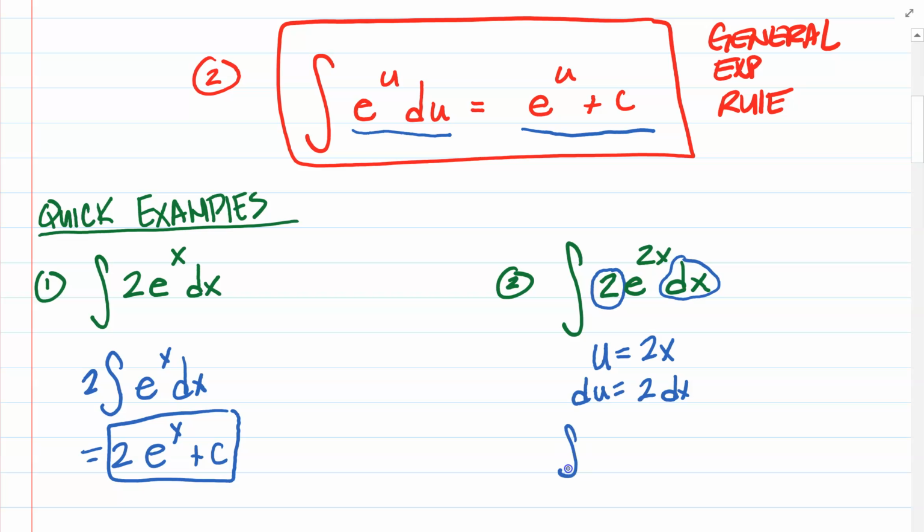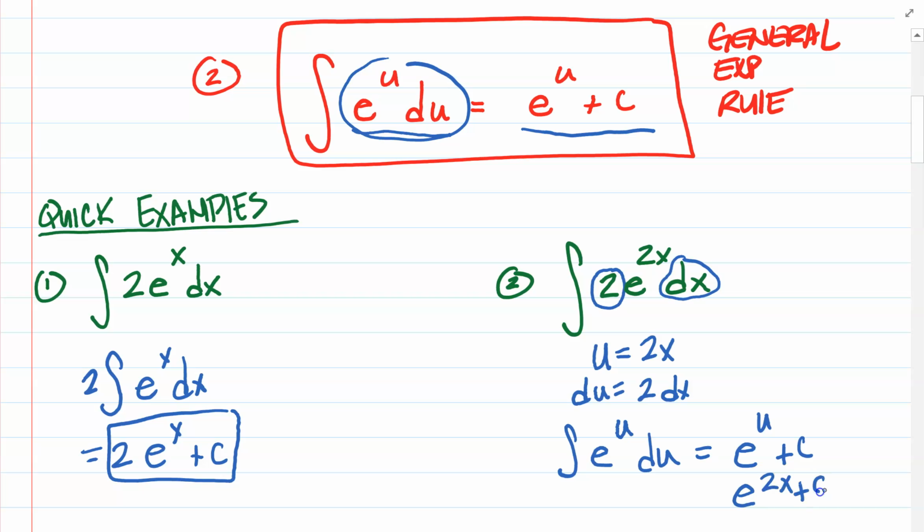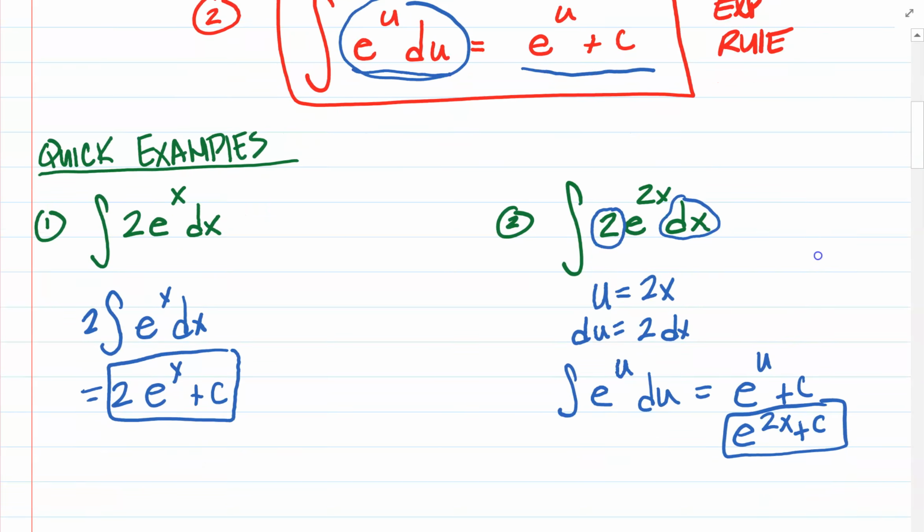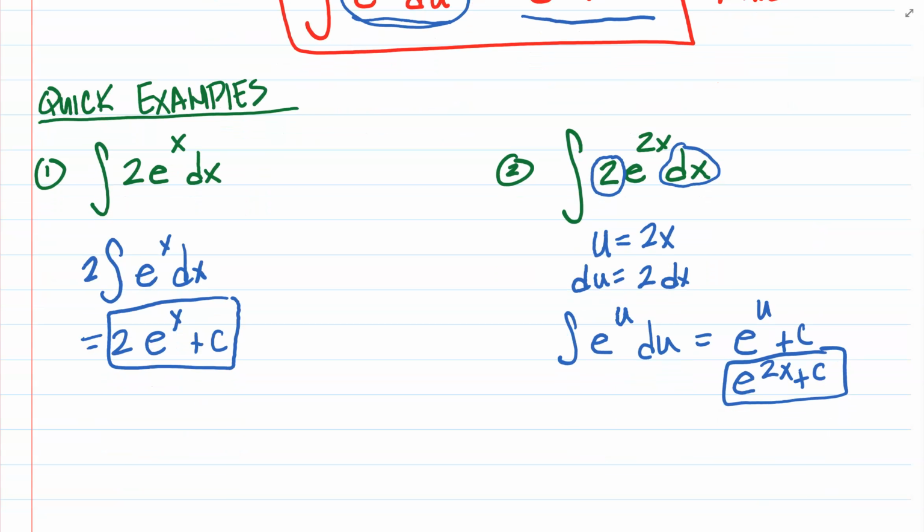So then I can rewrite this as e to the u du, because u is 2x. This is wonderful because we know that the integral of e to the u du just becomes e to the u plus c, where u is what you made the substitution for. So that's just e to the 2x plus c. Very fun, very simple. These are kind of like my favorite integrals to do.